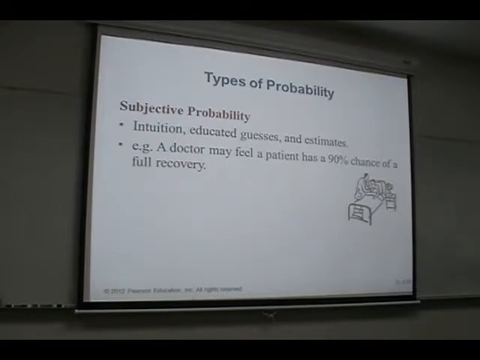That's not an actual numeric value, because everybody's different. Everybody reacts to medication differently. Every person's different. They're just giving you their best educated guess. Okay, that's subjective probability.